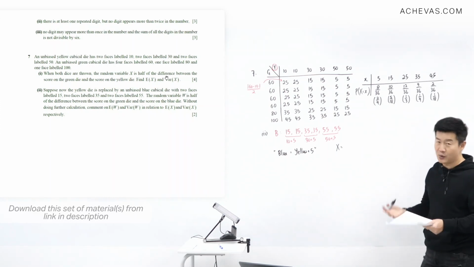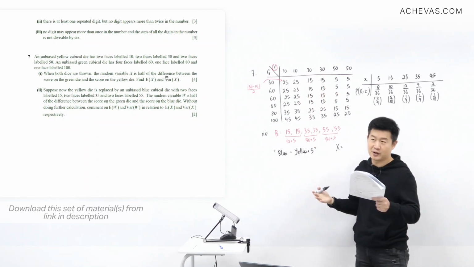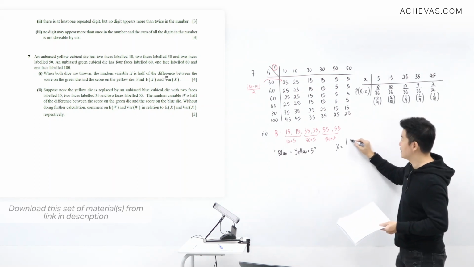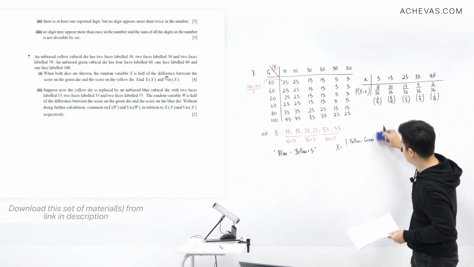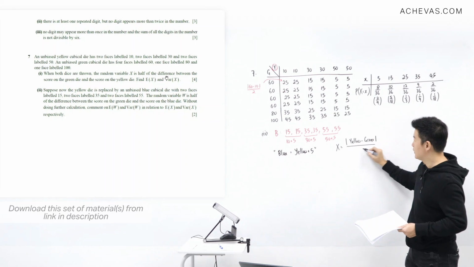According to the question, X is calculated as the difference between the yellow and the green dice, and half of it. So it is actually the modulus of yellow dice minus the green dice. Then we're going to halve it. We get the difference, so we're going to be doing a modulus to this, and we're going to halve this.